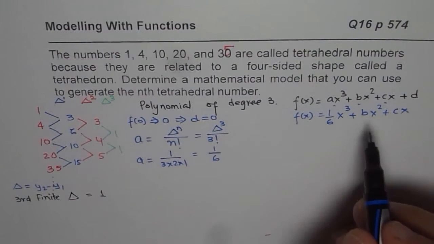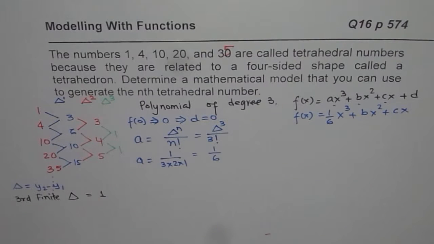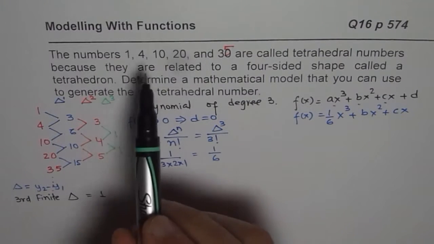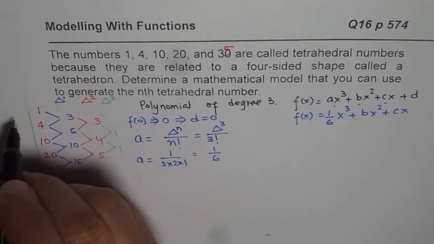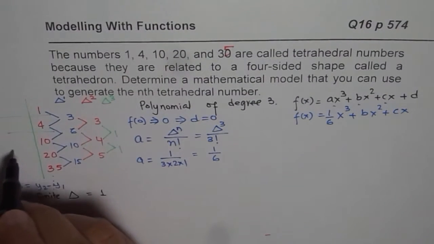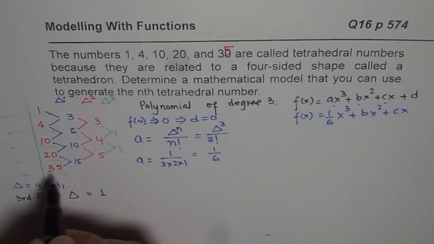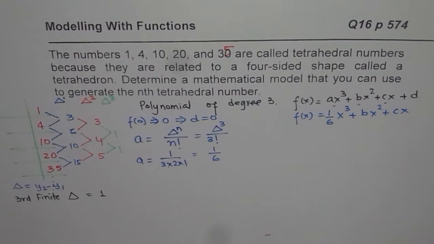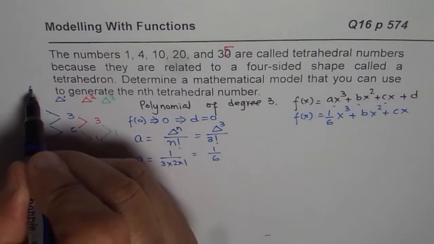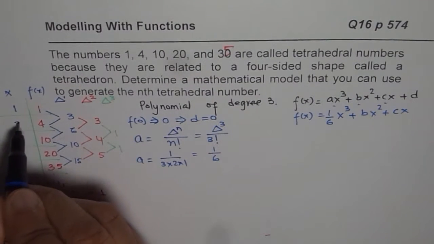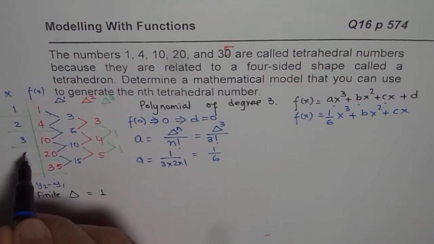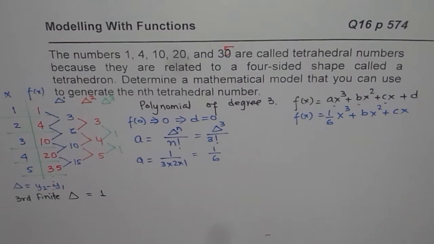Now we need to find the values of b and c. To find the values of b and c, we need two equations, right? So what can we do? Now these are our terms, right? Let me write down the term numbers here. These are the y values, these are f of x. What is x? In this case x is 1, in this case x is 2, then we have x is 3, 4, 5, and so on, right?